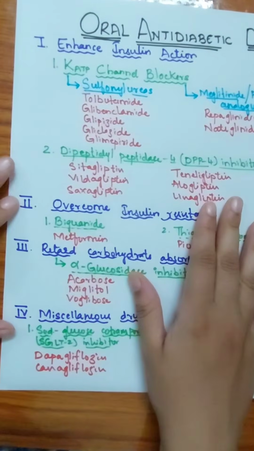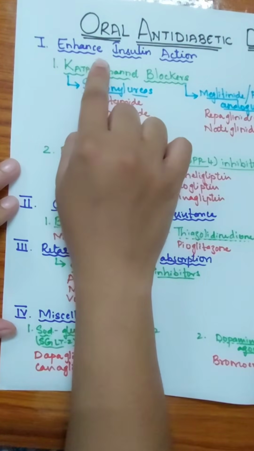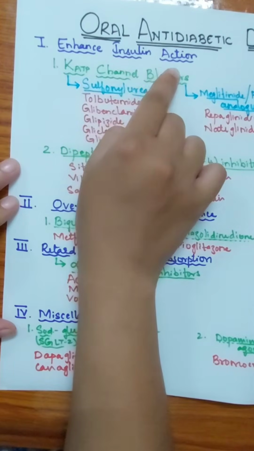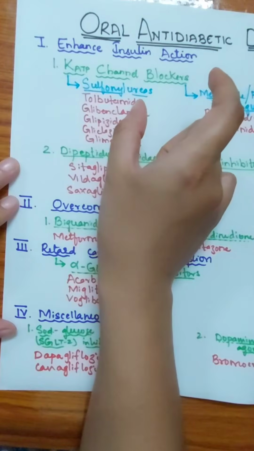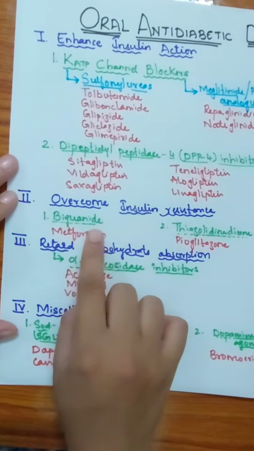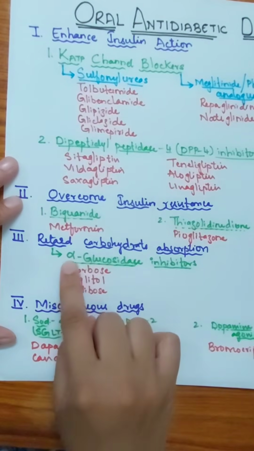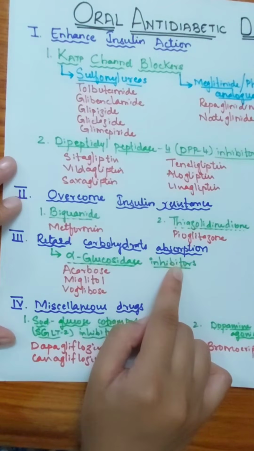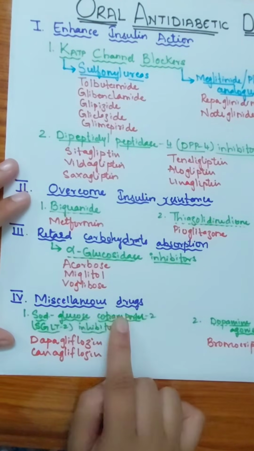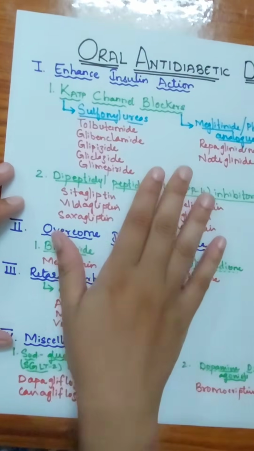So we have got four classes of drugs, as you can see. The first class is the drugs that enhance insulin action. So basically these drugs will increase the insulin secretion. The next is drugs that overcome insulin resistance. The third one is drugs that retard carbohydrate absorption. So nothing to do with insulin over here, they are just inhibiting the carbohydrate absorption. And lastly, we have got certain miscellaneous drugs. So we shall check out all these classes one by one.